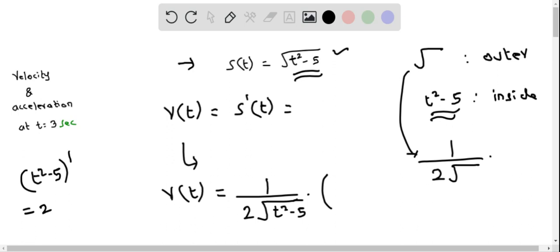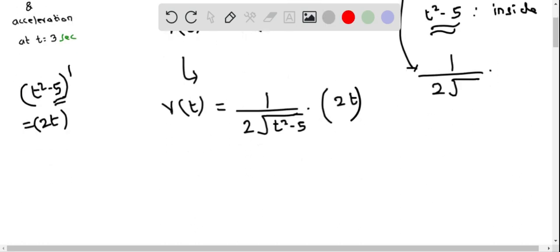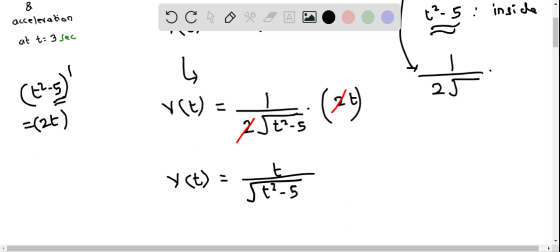Its derivative is 2t, and the constant has derivative 0. So basically the derivative of t squared minus 5 is 2t. So I put 2t here. Let's simplify this. We can cancel the 2 in the numerator and denominator, and so the velocity function reduces to t over the square root of t squared minus 5.